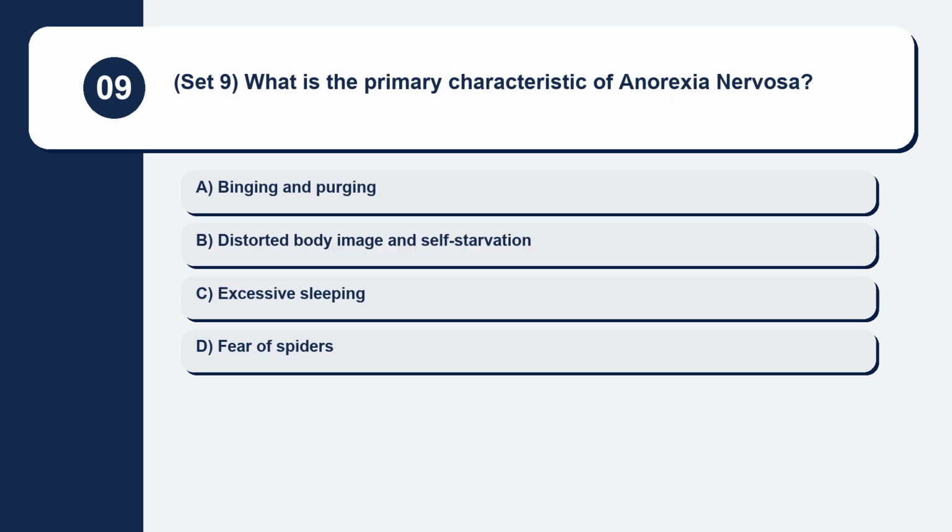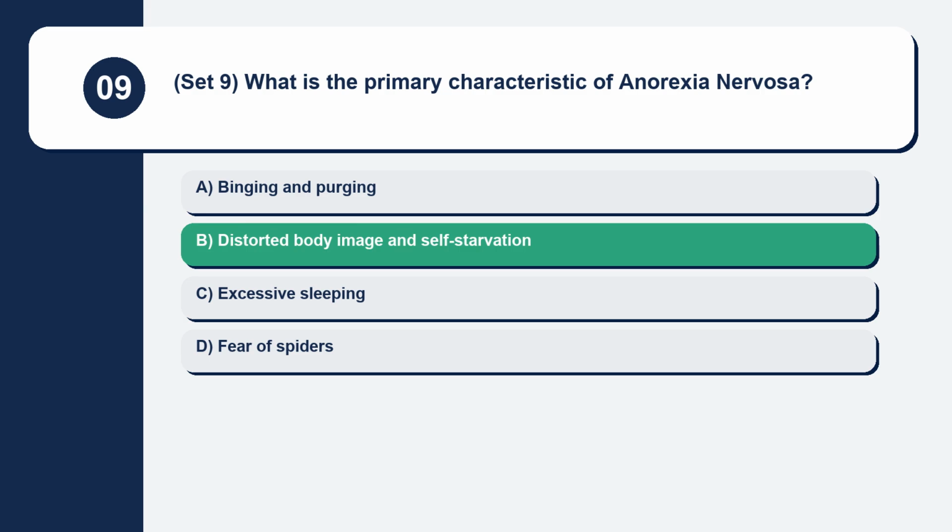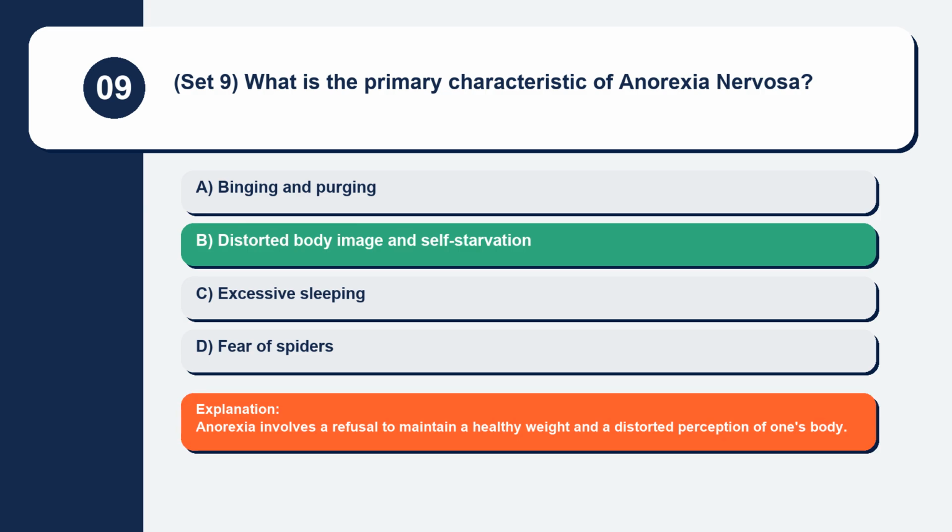Question 9. Set 9. What is the primary characteristic of anorexia nervosa? Binging and purging, distorted body image and self-starvation, excessive sleeping, fear of spiders. Anorexia involves a refusal to maintain a healthy weight and a distorted perception of one's body.